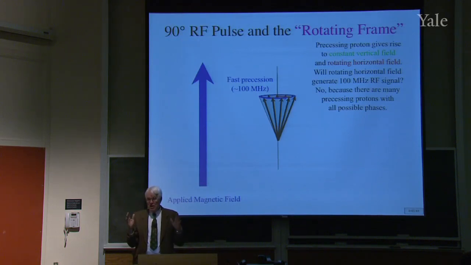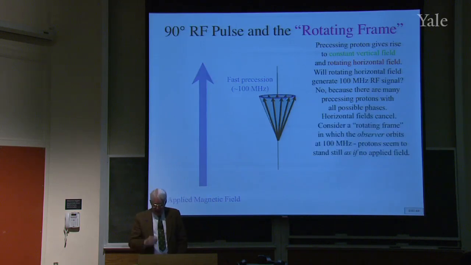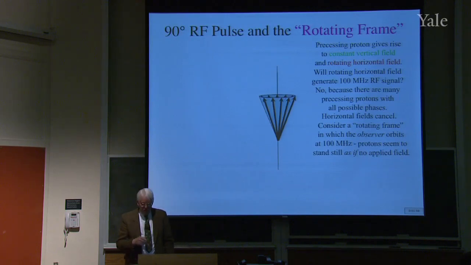Everybody see that? So you don't get any net signal coming out, okay? So the horizontal fields cancel, but there's a trick that allows you to do it. And that is, suppose that instead of us sitting here and watching them precess, suppose we orbit around them at 100 megahertz. We would certainly get dizzy, right, if we went around them at 100 megahertz.